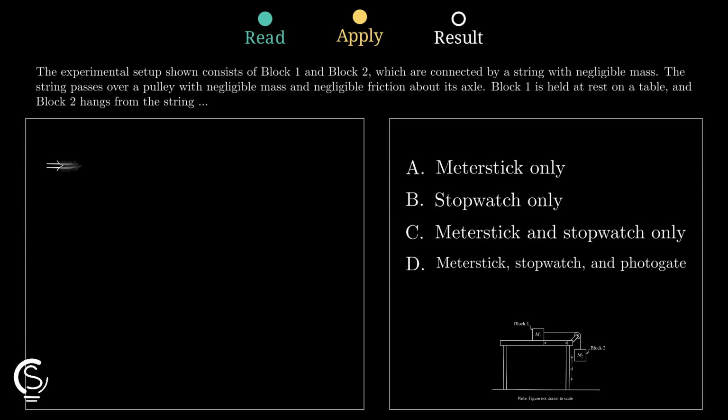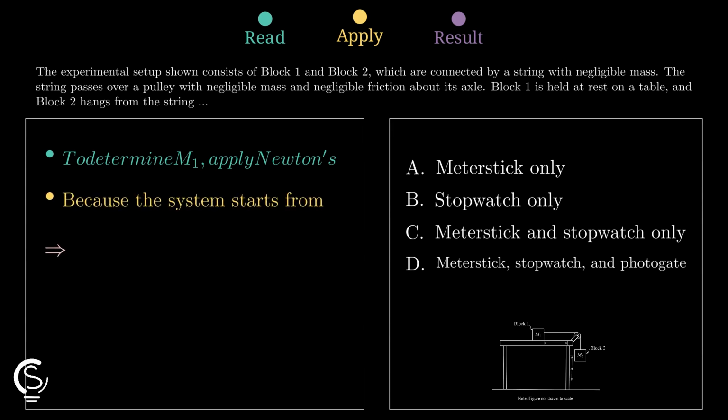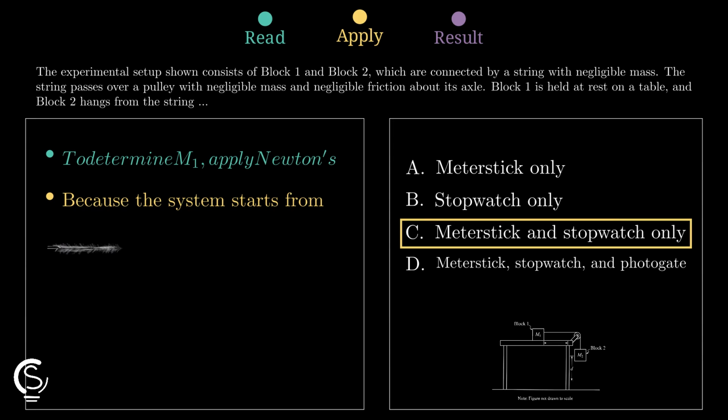Because the system starts from rest, we can use kinematic equations to find acceleration. We need to measure the distance block 2 falls and the time it takes to reach the floor. These measurements suffice to calculate acceleration and solve for the unknown mass. Therefore, we only need a meter stick and a stopwatch.